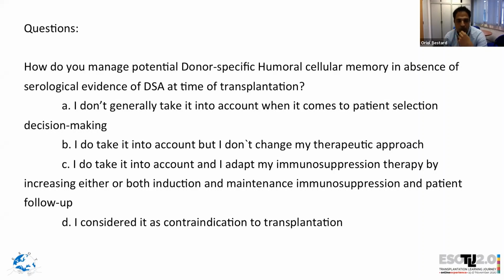We believe there might be different approaches, and we would be interested to understand the approaches that every one of you might consider. So the first one would be, we don't generally take into account when it comes to patient selection and decision-making. We do take into account, but we don't change our therapeutic approach. We do take into account, but we adapt our immunosuppression therapy by increasing either or both the induction and maintenance immunosuppression and patient follow-up. And finally, we consider it a contraindication to transplantation.